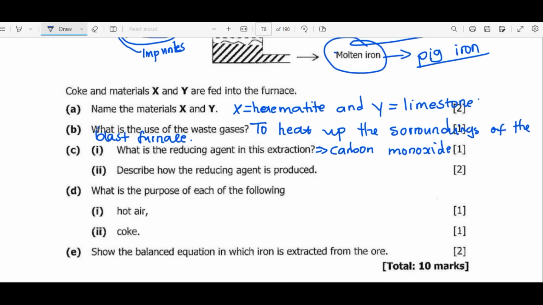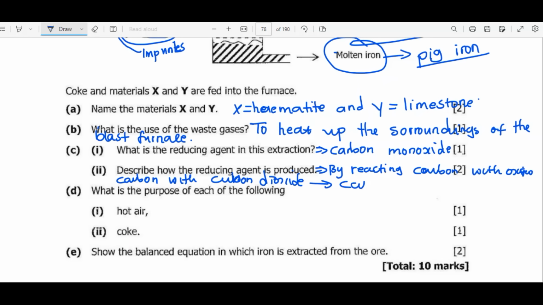So let me see if I can summarize that. The first one, by reacting carbon with oxygen to produce carbon dioxide. Then the second one, you react more carbon with carbon dioxide to produce the carbon monoxide. So you just have to put this into writing.